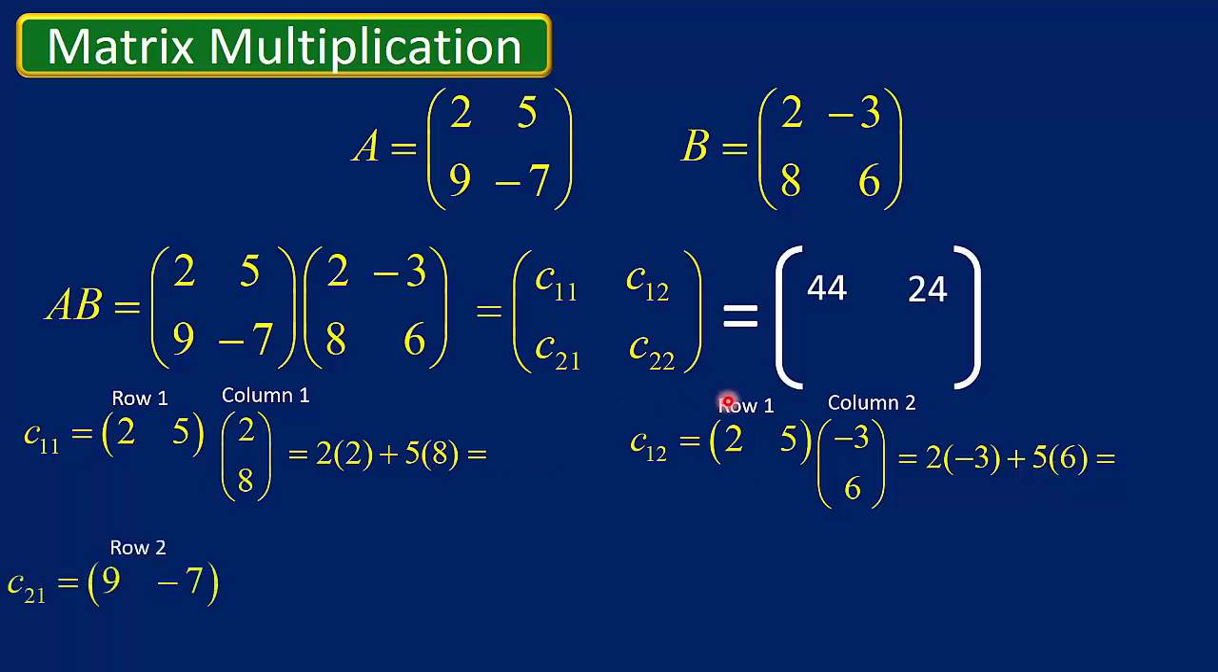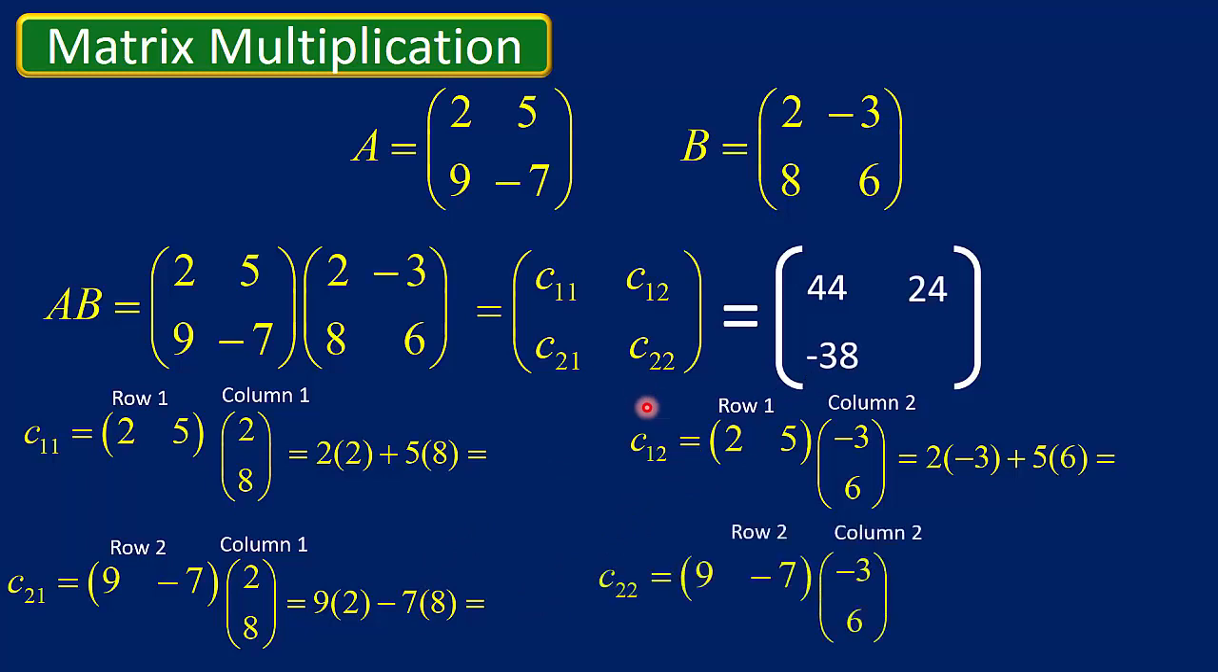So here we go. I want this position C21. I'm going to take row 2 by column 1. See, row 2 by column 1. Multiply 9 times 2 plus negative 7 times 8. And I get negative 38, and I put that up here. Now one more I've got to do, C22. Okay, 9 times negative 3 plus negative 7 times 6. Negative 69, I put that up here. So there is our product, the product of A times B. Now if we did B times A, we would get a different matrix.